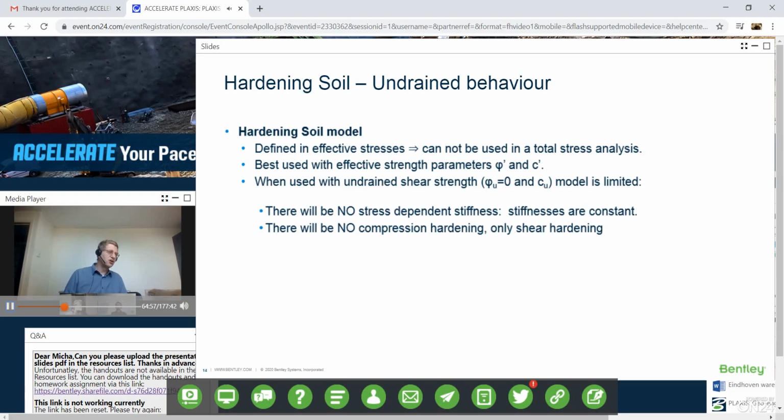So we cannot use the hardening soil model in a total stress analysis, because the pore pressures don't change the stiffness of the soil. You could say, yeah, but undrained soil behaves considerably stiffer than drained soil. That is true, but that is not because of the soil. That is because of the water. It's the water that makes the soil behave so stiff, not the soil itself. The hardening soil model describes how the stiffness of just the soil particles changes when stresses change.